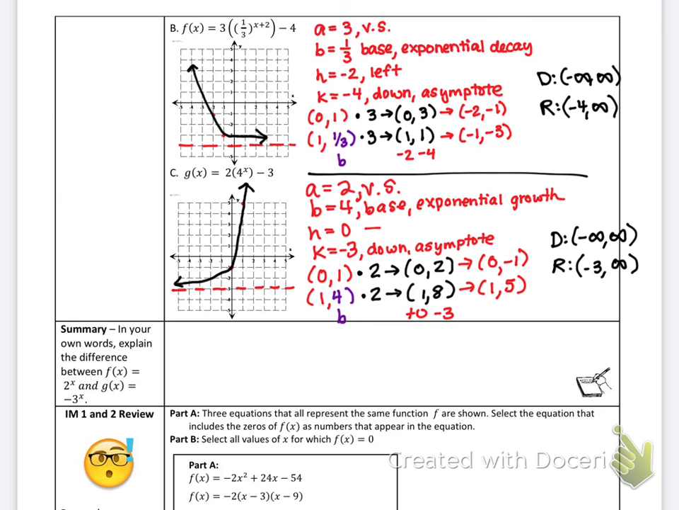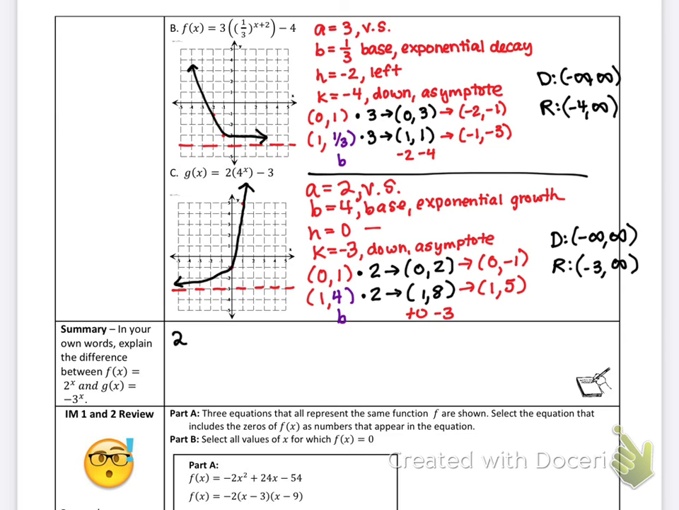Okay, the last thing we're going to do is just kind of summarize what we've learned about these two different functions or how it changes. So you see the summary, it says, in your own words, explain the difference between 2 to the power of x and -3 to the power of x. Pause the video and then I'll explain what I wrote.